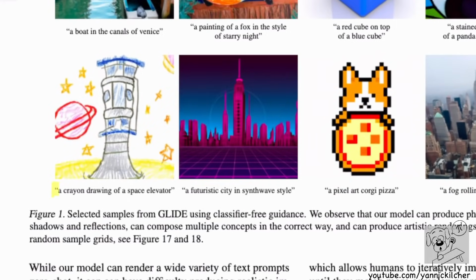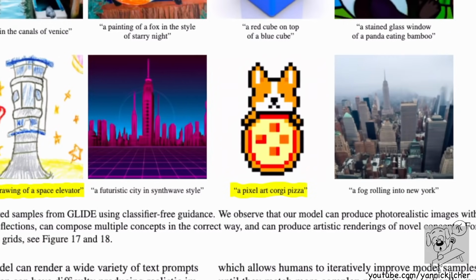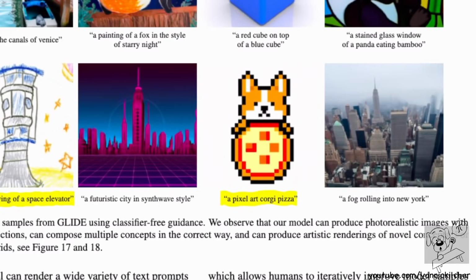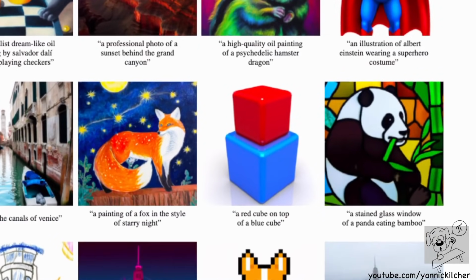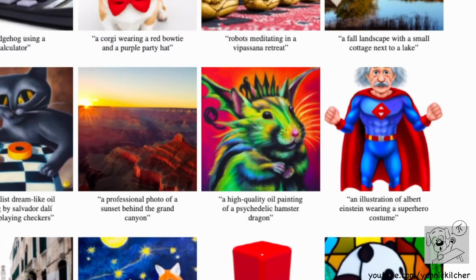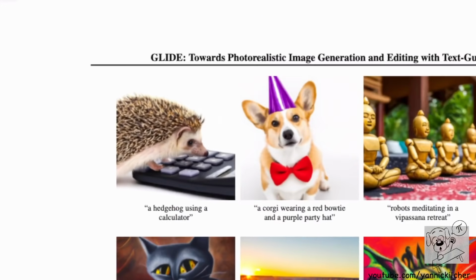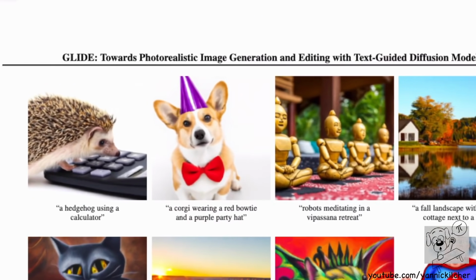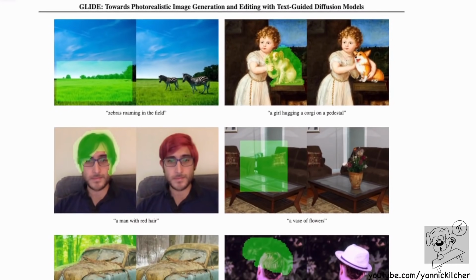You can see right here a crayon drawing of a space elevator, pixel art corgi pizza. So this is trained on a big scrape of images from the internet, and as you can see, the outputs are pretty stunning. So it gets, for example, the shadows right here, it gets them correctly, even the red on blue blending. It gets different styles, like the Salvador Dali style. It combines different concepts, although maybe this has been seen on the internet somewhere, but it is able to combine different concepts.